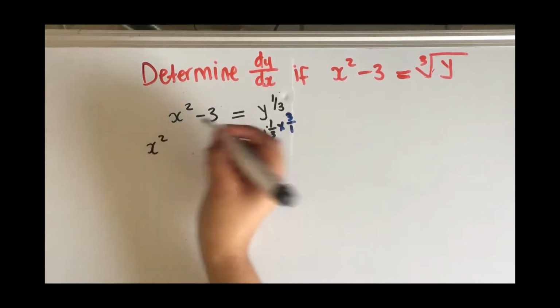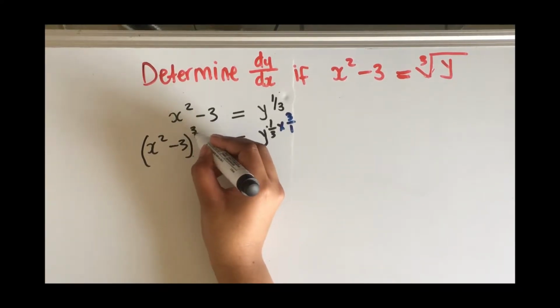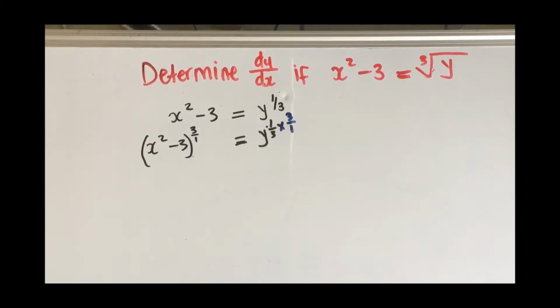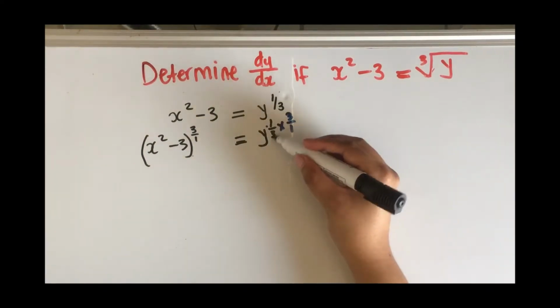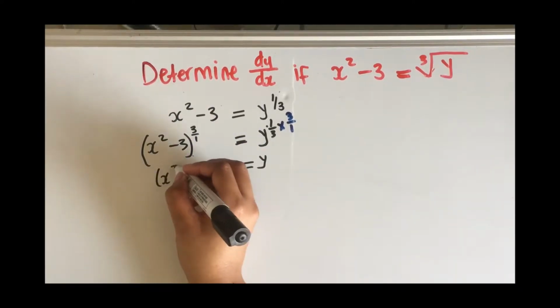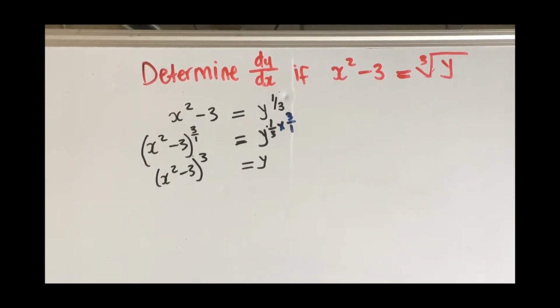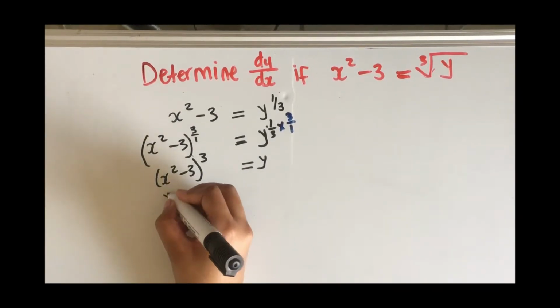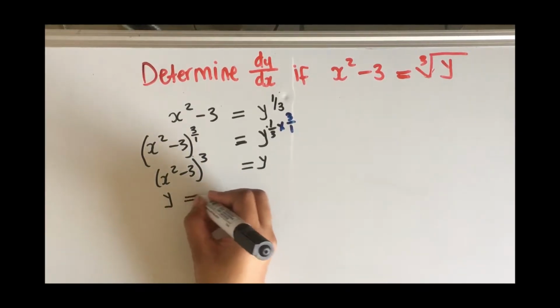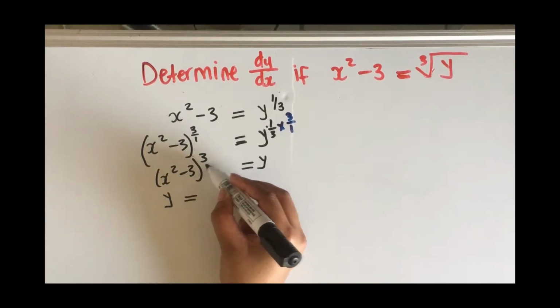So we have x squared minus 3, and we multiply that by 3 over 1. The 3 and 3 cancel, and the 1 and 1 cancel, which means y remains 1. Now we have x squared minus 3 to the power of 3, which means y is equal to, so we must expand this 3 times.